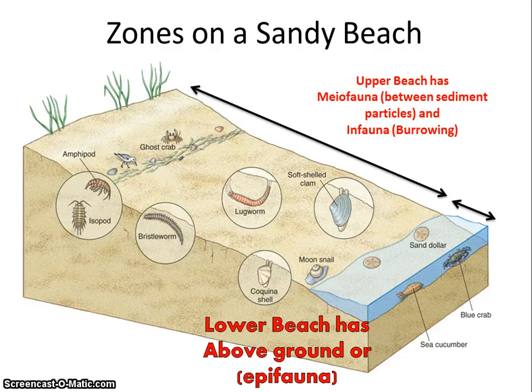Why? Because on the lower beach, it's wet for most of the time, so they don't need to burrow to stay wet. So one of the big differentiations on a sandy beach is where organisms live. Meiofaunic organisms that live between sediment particles, and infaunic, burrowing organisms, live on the upper beach because it's dry and that's how they stay wet. Organisms that live on the lower beach are usually epifaunic. They're above ground for most of the day.